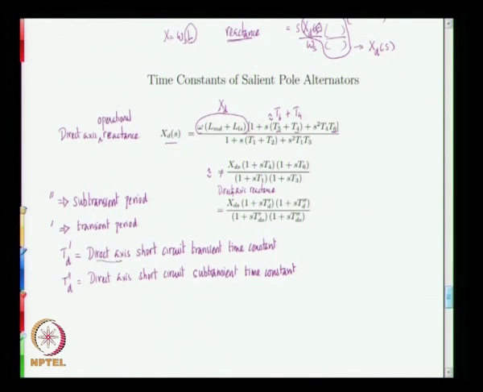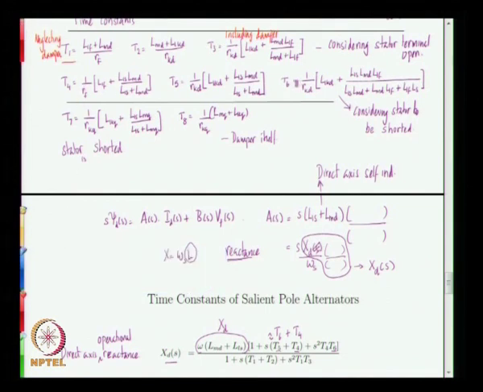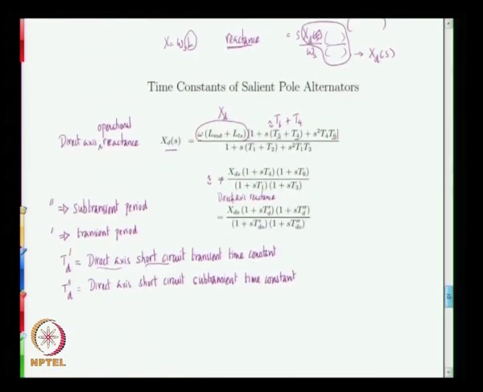Direct axis obviously because it refers to the direct axis equivalent circuit. Short circuit because we have already seen that T4 and T6 can be obtained by considering that the stator terminals are shorted. That is how we derived it; one can look at the equivalent circuit. You can see here that T4 and T6 have been arrived at from the equivalent circuit by considering the stator to be shorted. So, those are short circuit.